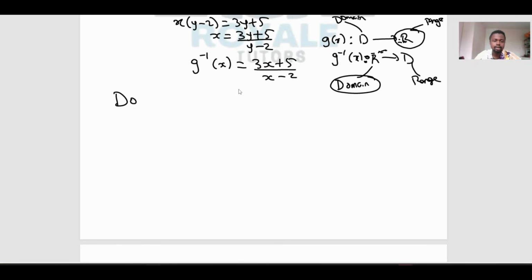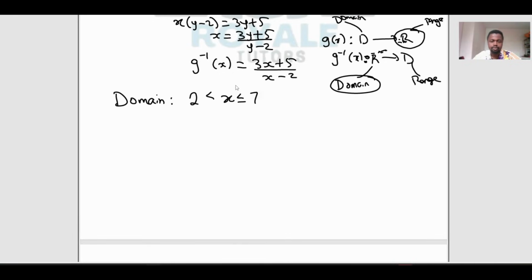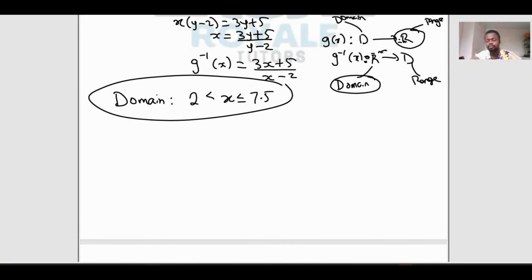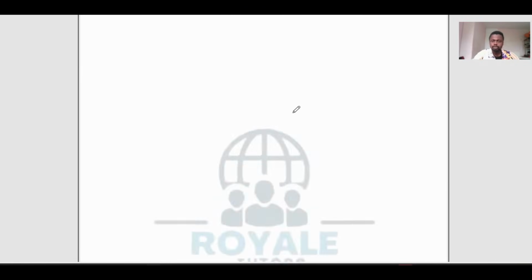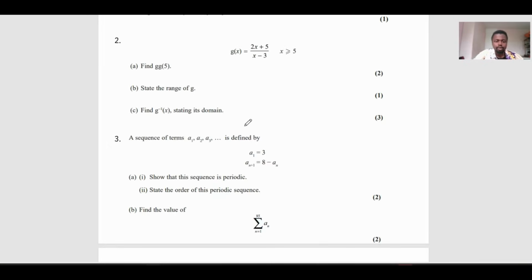So I'm saying the domain is the same answer we got before. The domain is 2 less than X, not less than or equal to, 2 less than X, less than or equal to 7.5. That's the domain. All right, so let's move on. I think that's the end of number 2. So let's go to number 3.